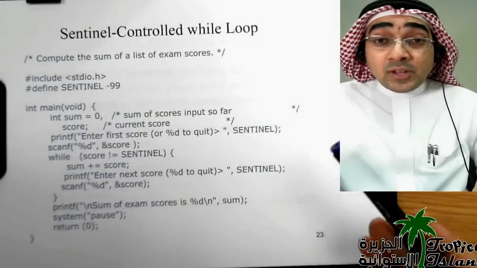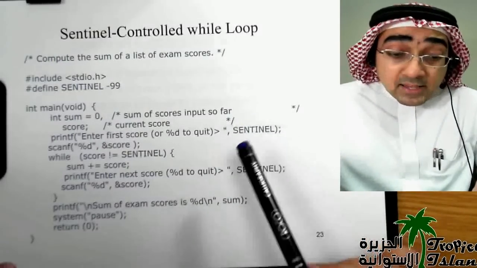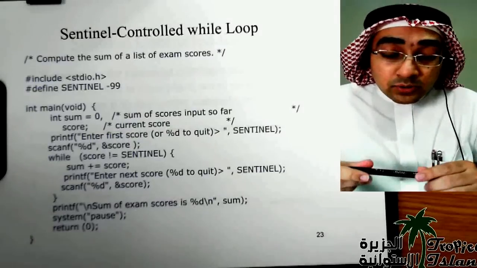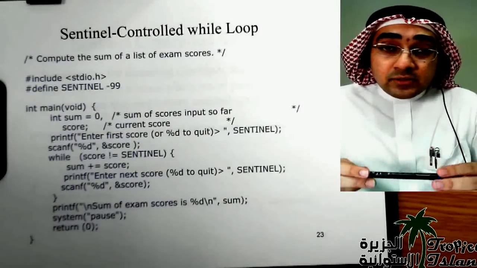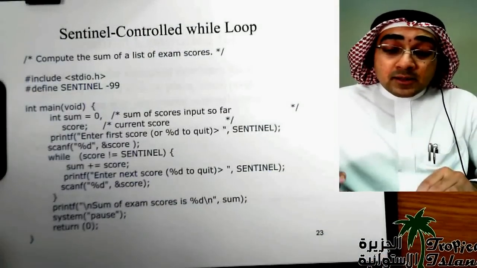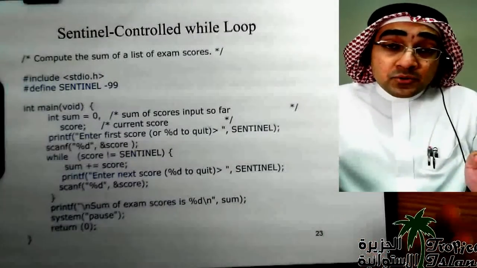Now I do not know how many students this person has, so I'm going to define a Sentinel value of -99. You can define a Sentinel value as anything that is not reachable. In our example, exam scores, the exam scores are usually from 0 to 100.